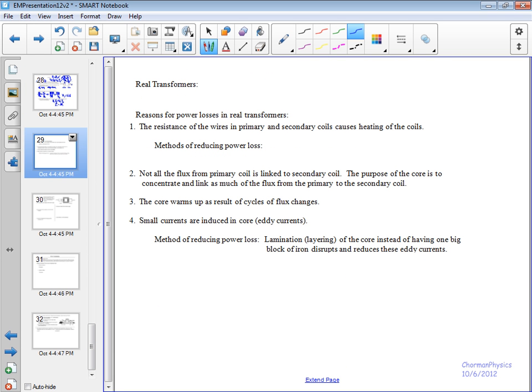However, let's talk about real transformers, okay? The power in the secondary coil, like I said before, is always going to be less than the power of the primary coil. The efficiency will just be the ratio of the output divided by the input, which is the primary, and the power in the secondary coil divided by the power in the primary coil. Modern transformers are typically 99% efficient, okay?